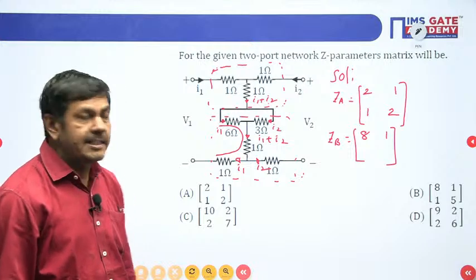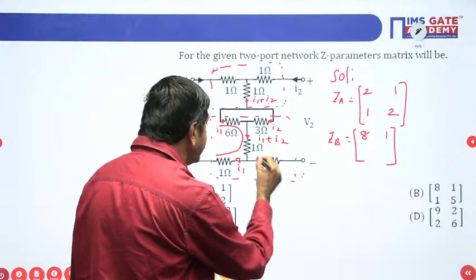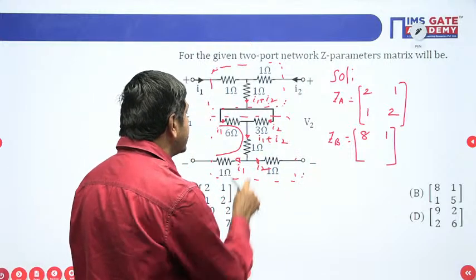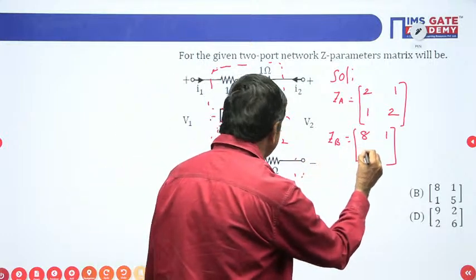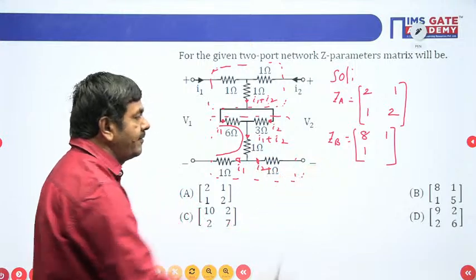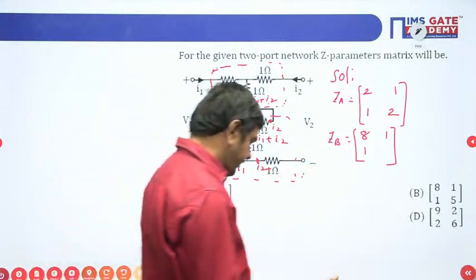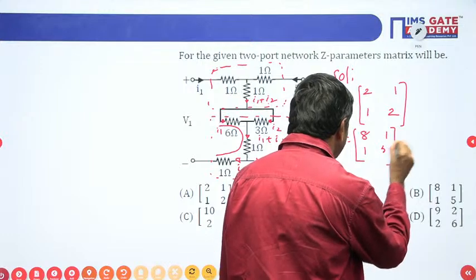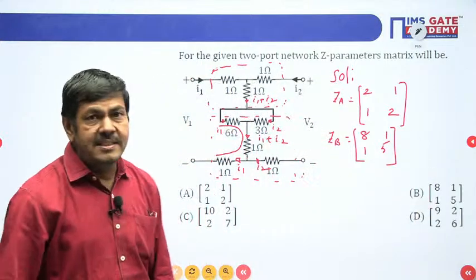What about the next equation? On this side I will apply the KVL. 1 I1 is possible here, and on this side 3 plus 1, 4, 4 plus 1, 5. 5 I2 is possible. I can put the 5 here.